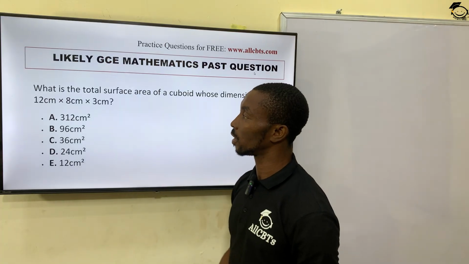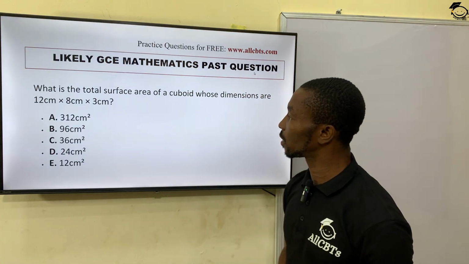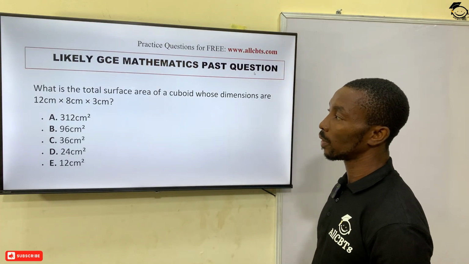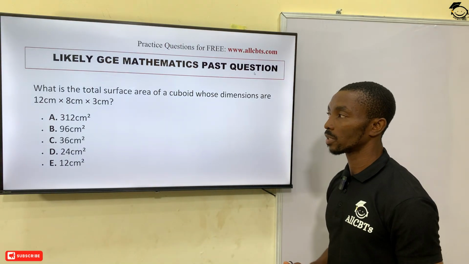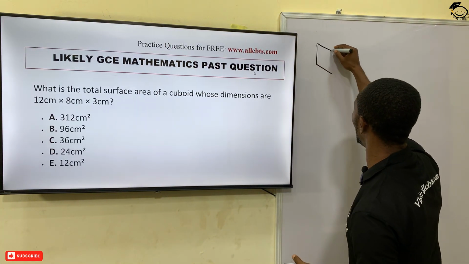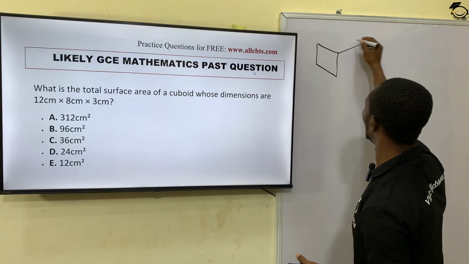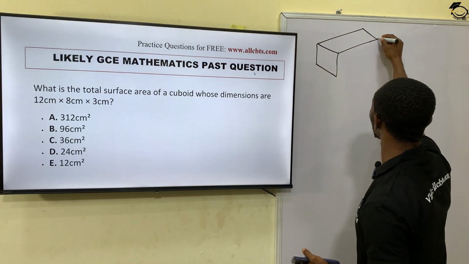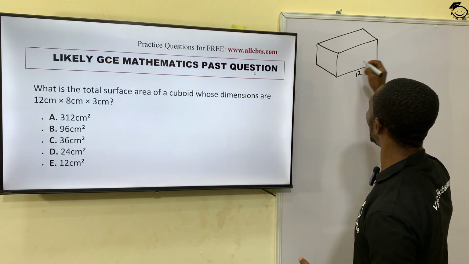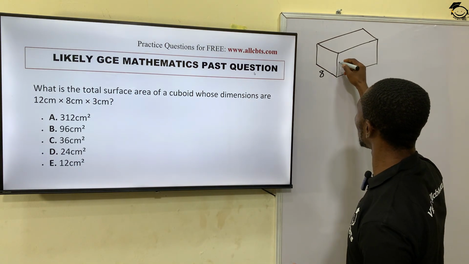Now, our first question says, what is the total surface area of a cuboid whose dimensions are 12, 8, and 3 centimeters? Now, looking at a cuboid, we have the shape of a cuboid this way. Now, we are told that the length is 12, the breadth is 8, and the height is 3.